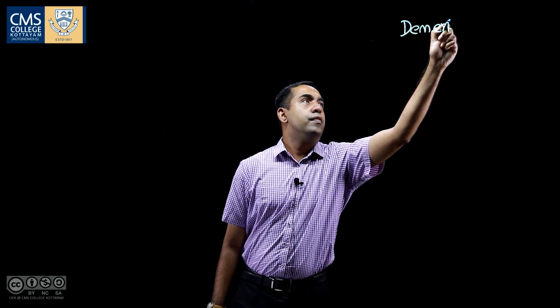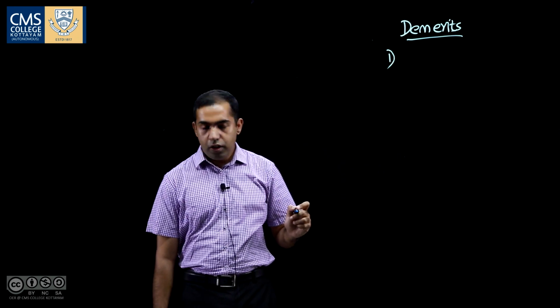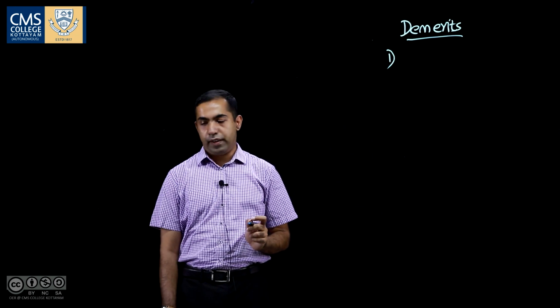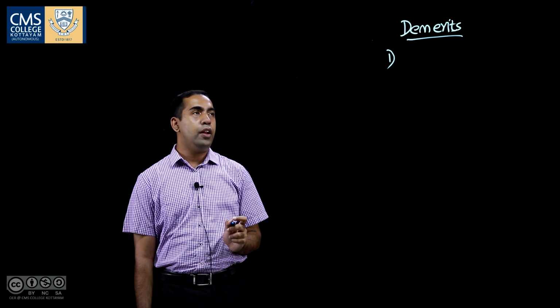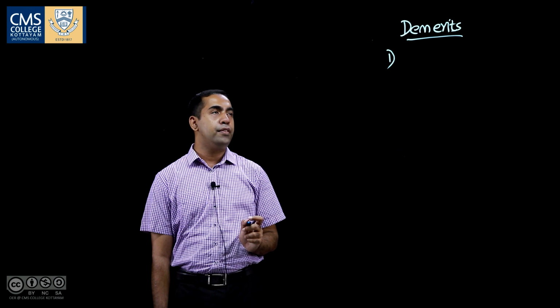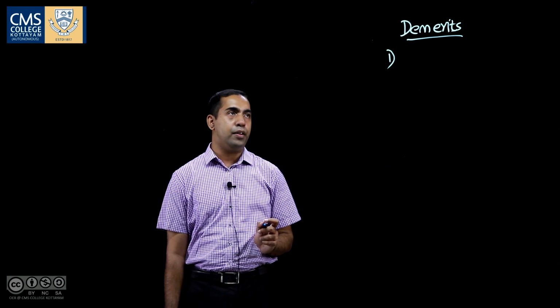Next, we are going over the demerits of the physical quality of life index. The first demerit is that it fails to incorporate social and psychological variables like justice, social security, etc.